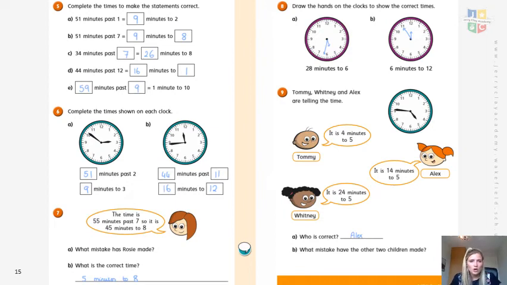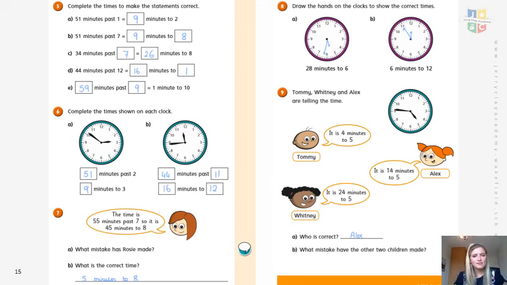Question 6, complete the time shown on each. So again, you had to work it out and count up not just how many minutes. You have to actually just be really careful on this one, because for 6A you had to do both how many minutes past the hour, which was 51 minutes past 2, but obviously we wouldn't say that, we would say 9 minutes to 3, so you have to give both ways of saying it.